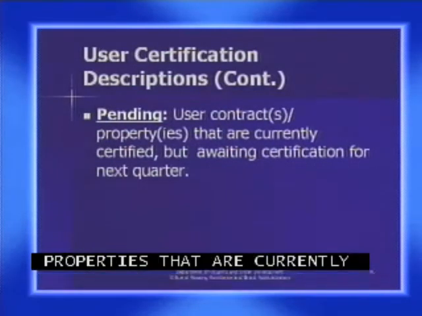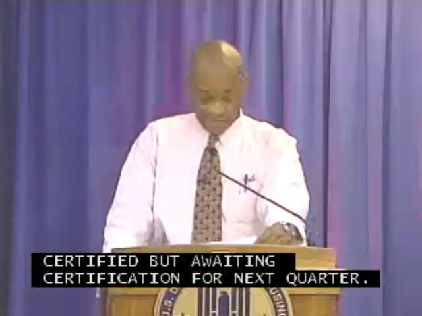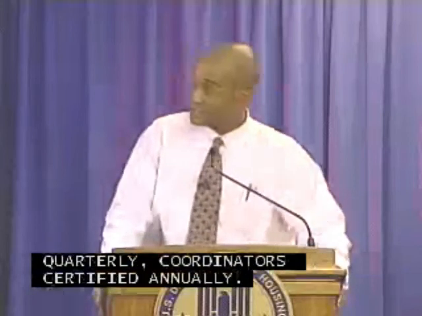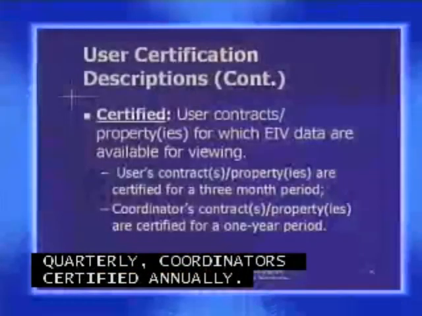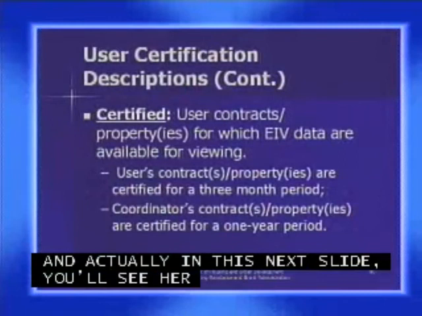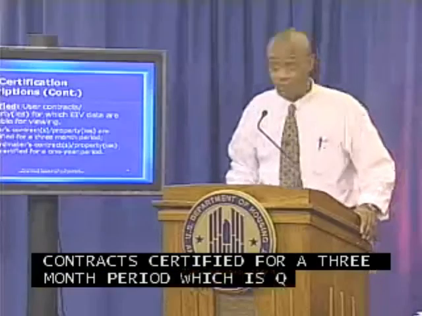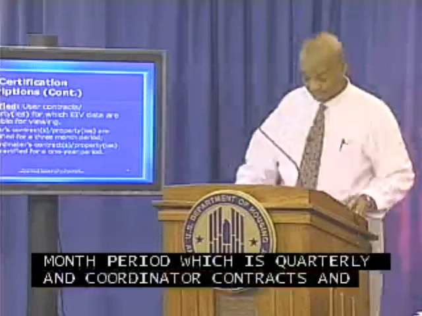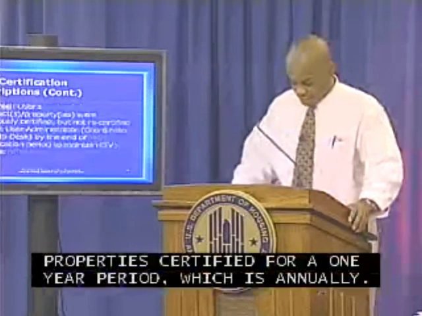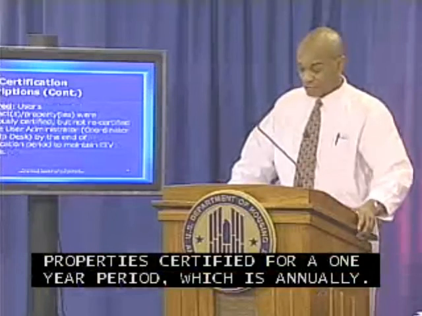Pending shows user contracts and properties that are currently certified but awaiting certification for next quarter. Remember, users are certified quarterly, coordinators certified annually. And in this next slide, you'll see here that users' contracts are certified for a 3-month period, which is quarterly. And coordinator contracts and properties are certified for a 1-year period, which is annually.